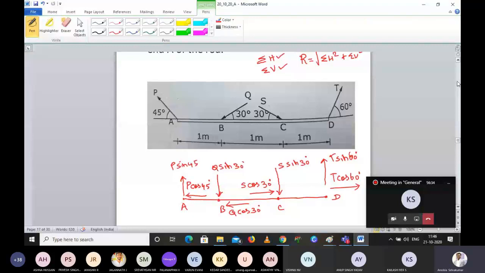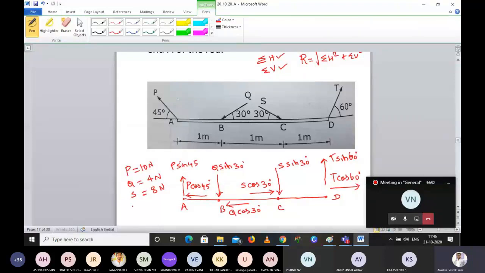Can you tell me the values of P, Q, S, T? What is the value of P? P is 10 newtons. Okay. Q is 4 newtons. Okay. S is 8 newtons, right? 8 Newton.